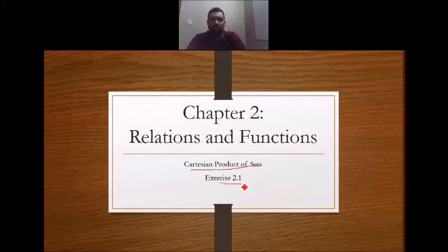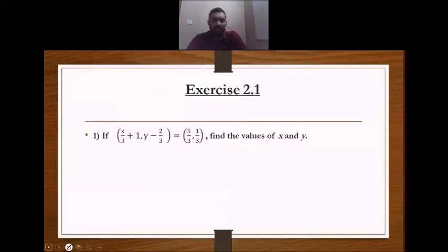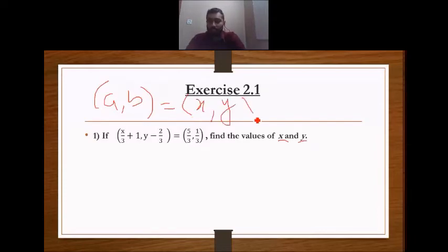Exercise 2.1, first question. If (x/3 + 1, y - 2/3) = (5/3, 1/3), find the values of x and y. In the theory part we learned that if two ordered pairs (a, b) and (x, y) are equal, then the corresponding elements are equal: the first element equals the first element, and the second element equals the second element. So by that condition, what should be equal to what?